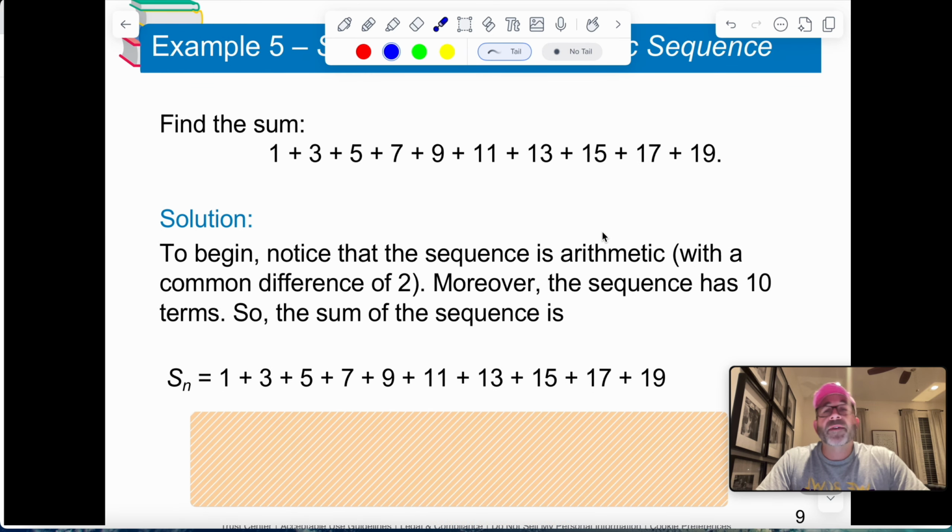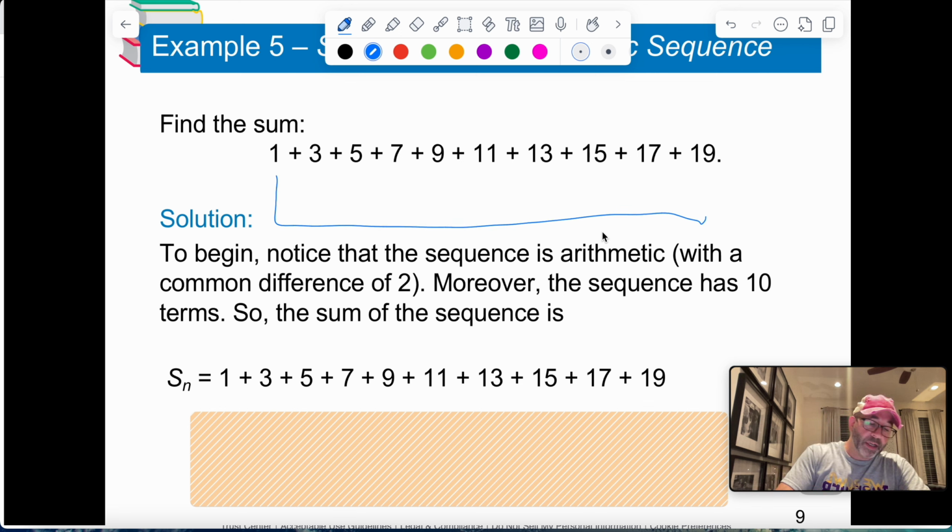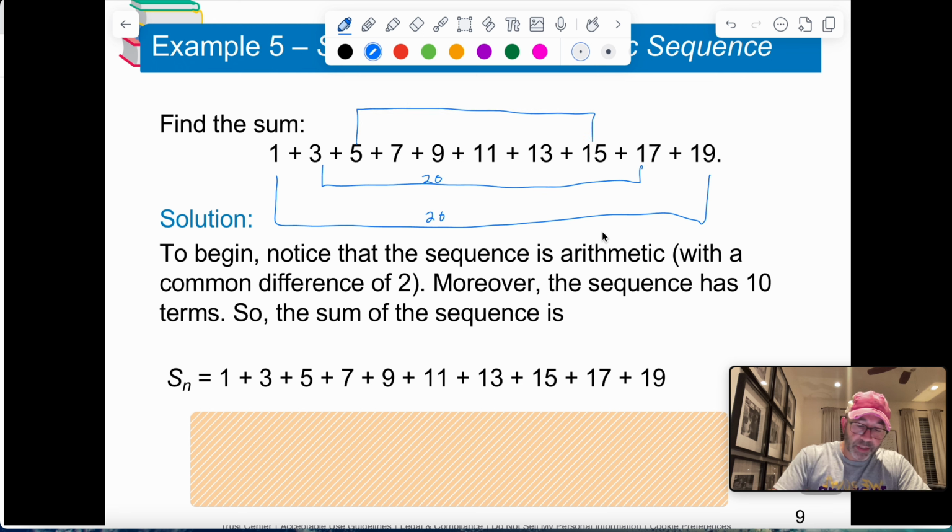So if I was going to say, find the sum of 1 plus 3 plus 5 plus 7 plus 9 plus 11 plus 13 plus 15 plus 17 plus 19, this is one where it's actually pretty quick and easy to do it because we can see an obvious pattern, or hopefully you see an obvious pattern form, where we have right here 1 and 19 is equal to 20, 3 and 17 is equal to 20, 5 and 15 is equal to 20, 7 and 13 is equal to 20, and then 9 and 11 is equal to 20.